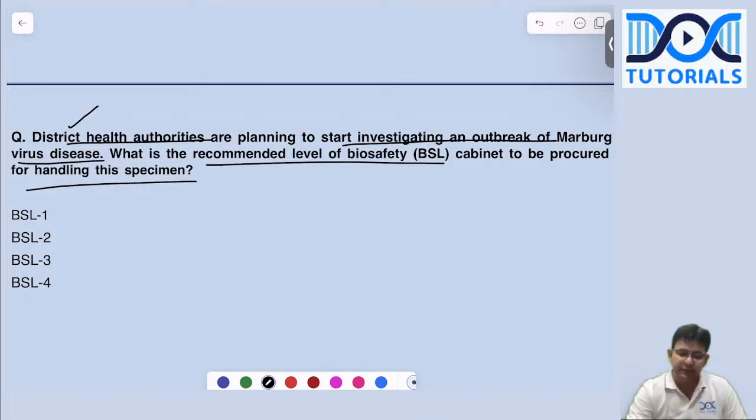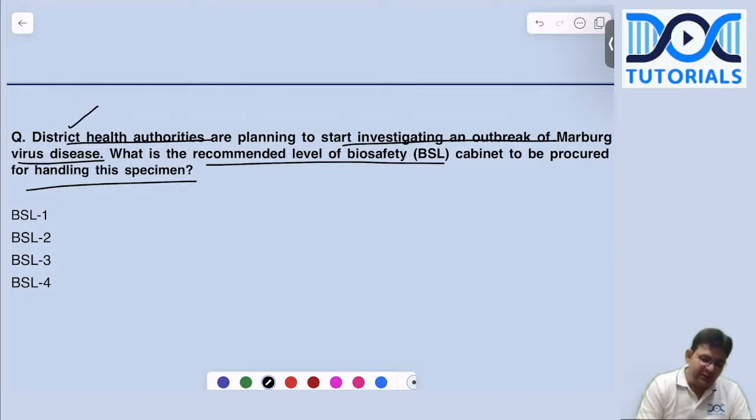Tell me. You told B, doctor. BSL2 for Marburg. Kartika told D. Okay. Anybody else wants to try for this? Vikas told D. Okay. Kartika told BSL4. Manisha told fourth. Utkarsh told B. Handling BSL2. Culture BSL3. You are confused.